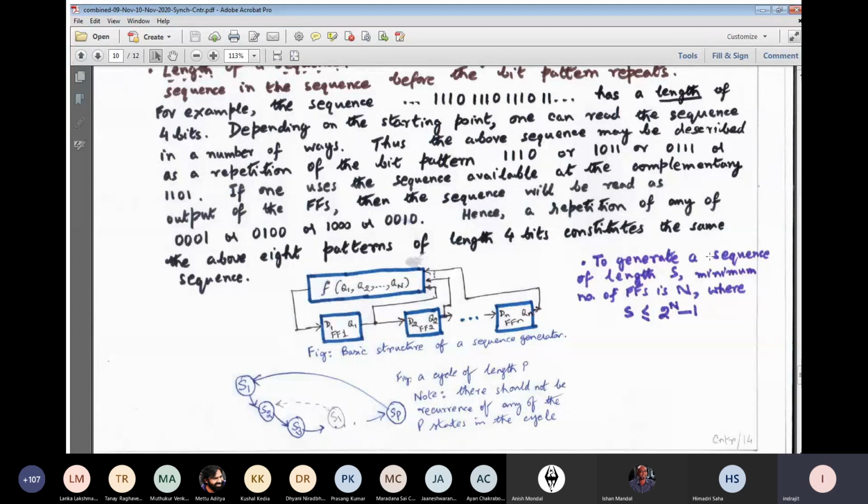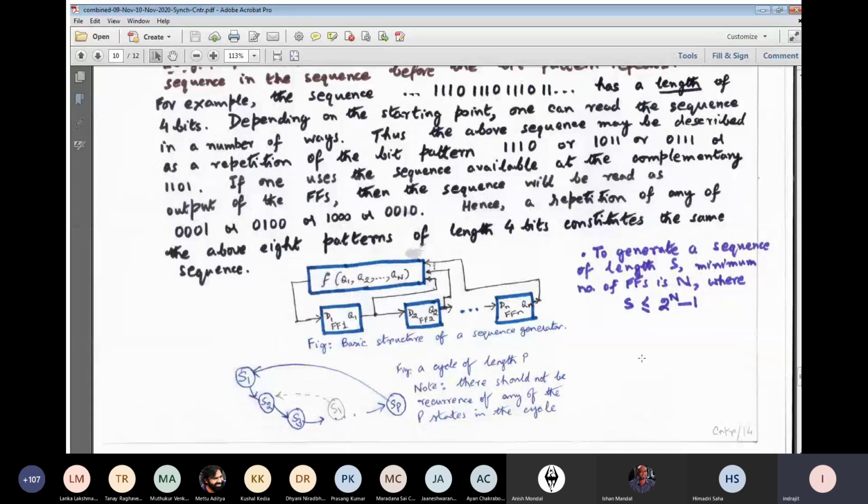Then 2 to the power n. So if you have say 4 flip-flops, although it will give rise to a sequence of length 16, leaving out the all 0 state, I'll get the maximum length sequence. The length of the maximum length sequence will be 15, not 16.